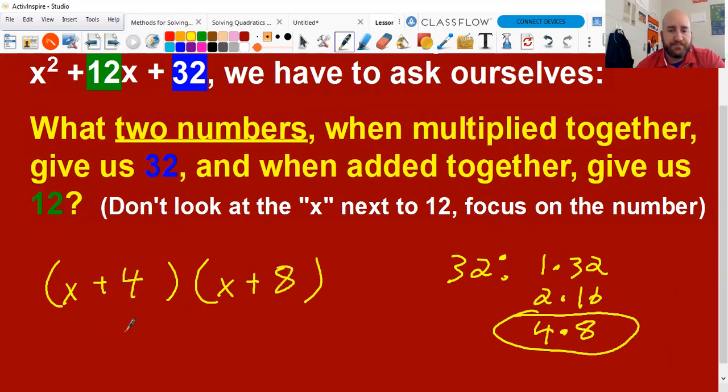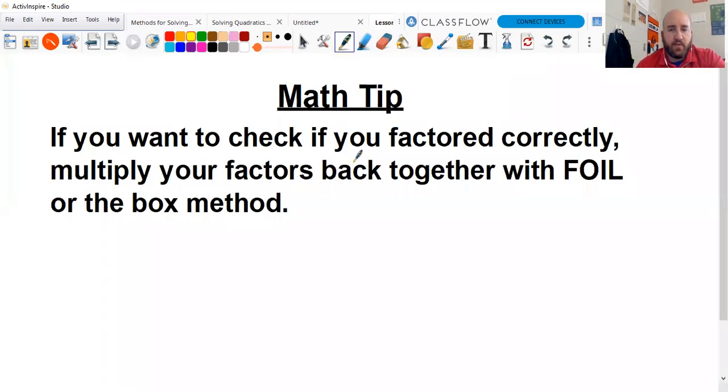Here we go. So that's all I'm doing with my factoring when I don't have a coefficient in front. If you want to check if you factored correctly, multiply your factors back together with FOIL or the box method. You do need to write this math tip in your notes. You don't have to write the check if you don't want to, but I'm going to work it out just so we can see it.